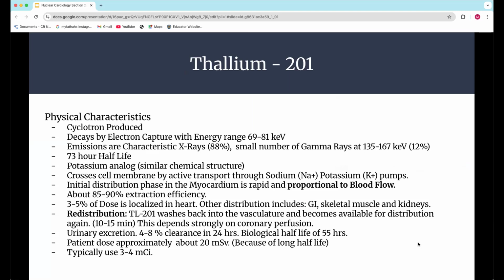Okay, so let's talk about thallium, right? Thallium is produced in a cyclotron. It decays by electron capture with an energy range of 69 to 81 keV. Anybody remember what electron capture is? Who wants to be brave?